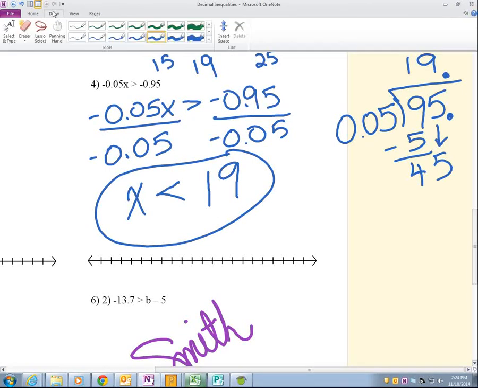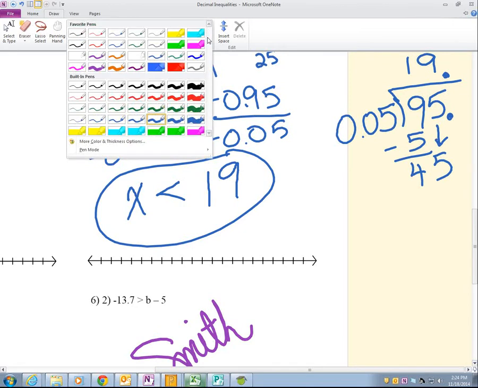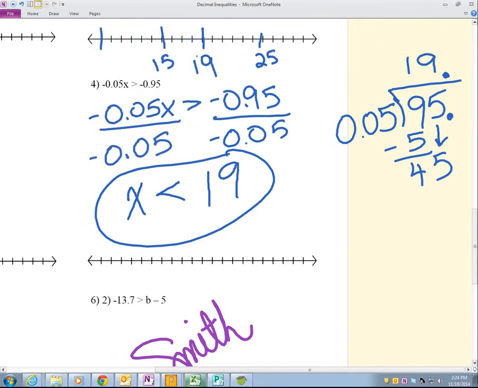Okay. And what's it going to look like? Is it going to be a circle or a filled in circle? Is it circle or dot? That's the word we're using. Jace? Circle. Because it's at 19, but it's not part of 19. Because 19 cannot be less than 19. This would not work. 19 is not less than 19. So it can't be 19.